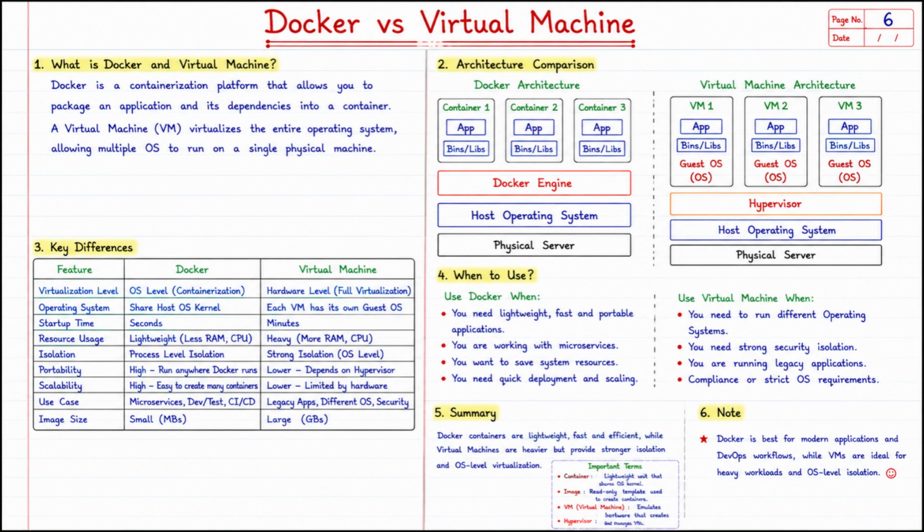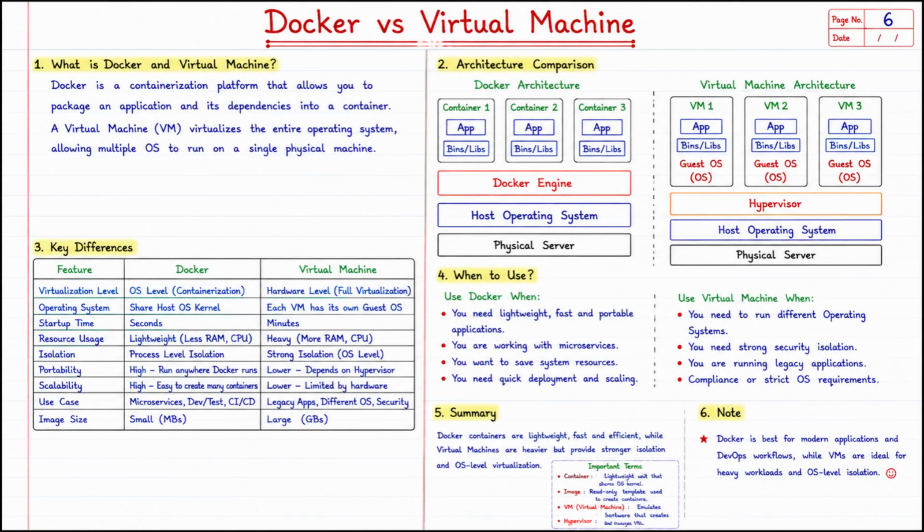Now, let's compare Docker with virtual machines. One of the most frequently asked Docker interview questions is: what's the difference between Docker and virtual machines? Although both provide isolated environments, they work very differently. Docker uses containerization. Containers share the host operating system's kernel while keeping applications isolated from each other. Because they share the same kernel, containers are lightweight, consume fewer resources, and usually start within seconds.